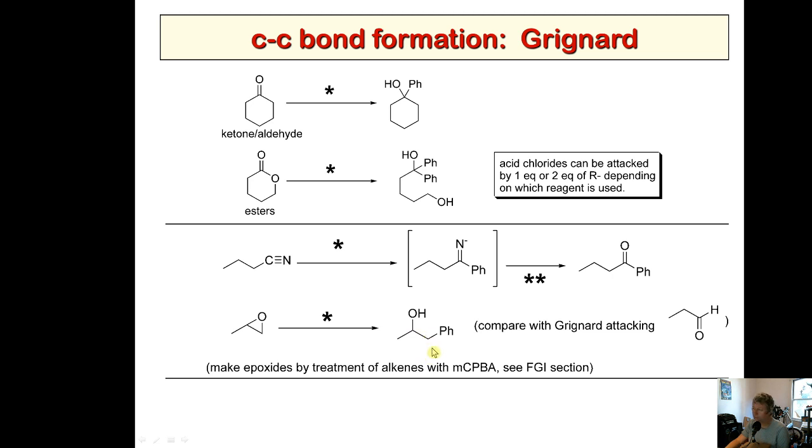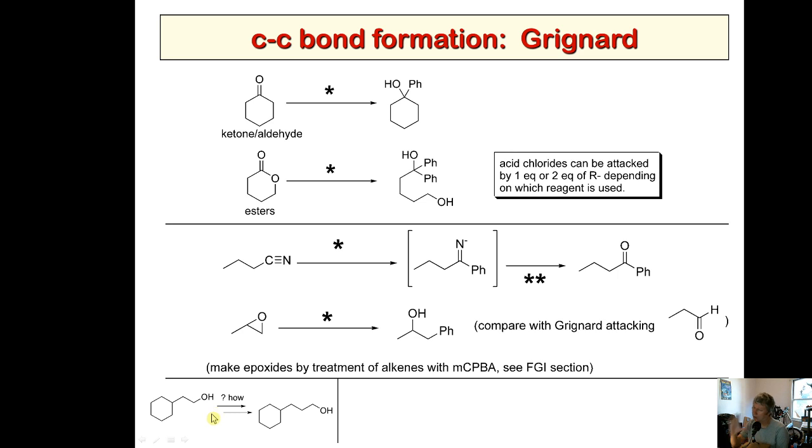Okay. And then how do we make epoxides? mCPBA, right? mCPBA is the way that alkenes are converted to epoxides. And we'll talk about that in the functional group interconversion section. FGI, functional group interconversion, which converts, in this case, an alkene functional group to an epoxide functional group.